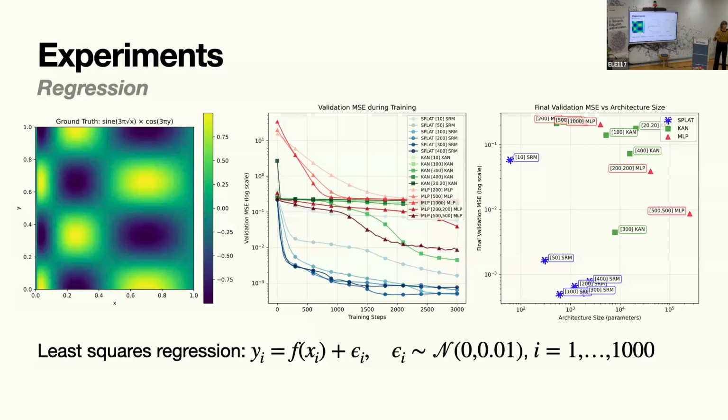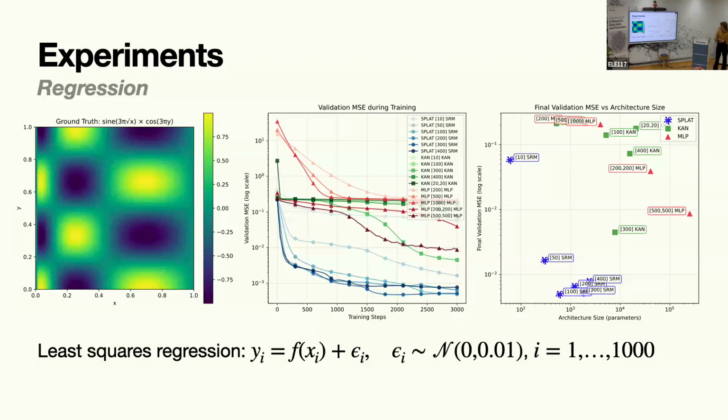There's Splats in blue, multi-layer perceptrons, so ReLU multi-layer perceptrons in green, and then, in red, something called Kolmogorov-Arnold networks. These were recently introduced about a year ago for solving some of these computational sciences problems.